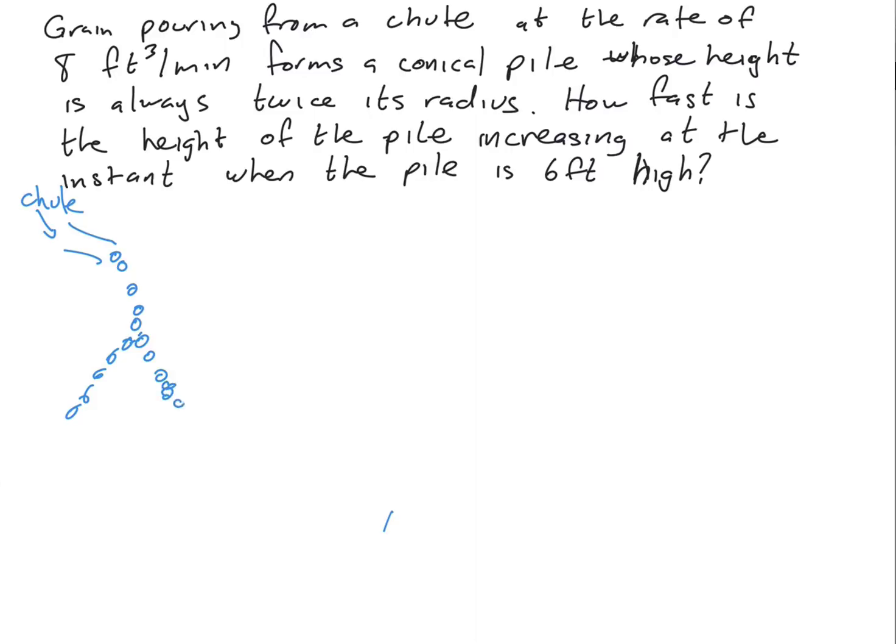So see, you've got some grain things here. Oh, maybe you're going to brew some beer. I don't know. Although I guess you wouldn't pour it in a conical pile. Okay, there we go. There's my conical pile. And there's the chute. Okay, so what information should I label?